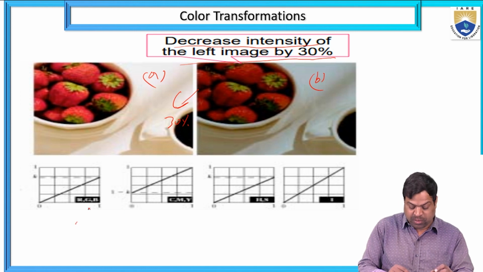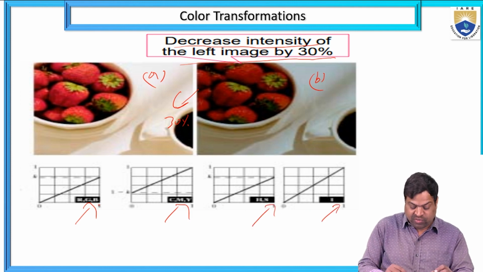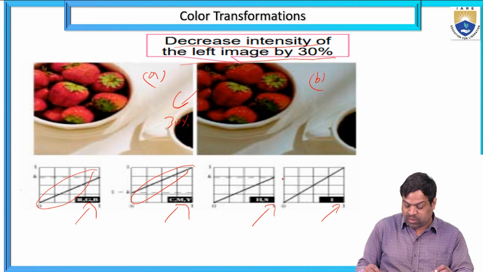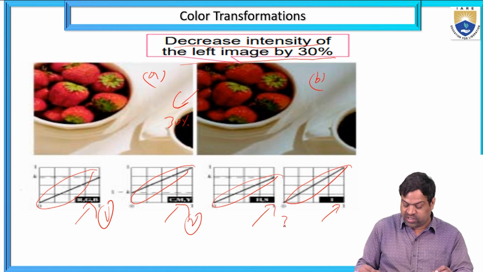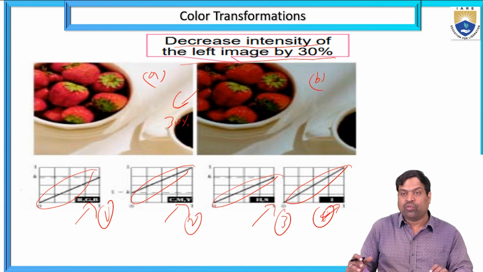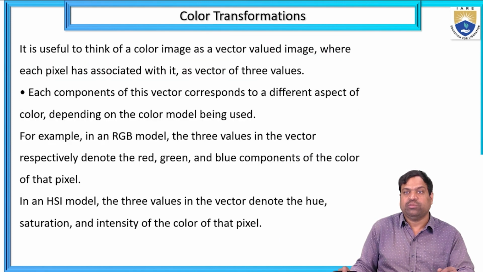So what is applied here is RGB, CMY, HSI, that is H, S and I. So there are different techniques. When applying RGB, the graph is like this. When applying CMY, the graph is like this. When applying hue, saturation, and intensity, it is one technique, another one, another technique. 4 different techniques were applied to the original image to decrease the intensity value of the original image.